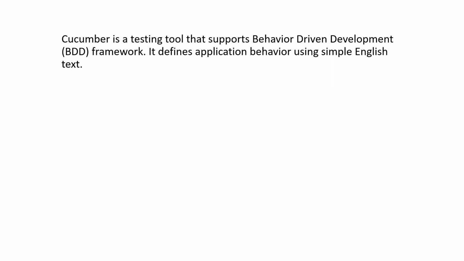Okay, now let's start on Cucumber. So what is Cucumber? Cucumber is basically a testing tool that supports the behavior driven development framework, in short the BDD framework. Cucumber helps to create the BDD framework. It defines application behavior using simple plain text English language. Cucumber does not support only the English language, but approximately 20 languages, as it supports human readable language.